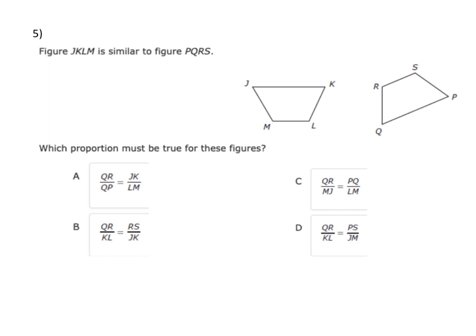Number 5 says figures JKLM is similar to figure PQRS. Which proportion must be true for these figures? So I'm going to color code. First thing I'm going to start off with is red, and it's going to be J and P. Next is going to be blue, K and Q. Then green, L and R. Then yellow, M and S.